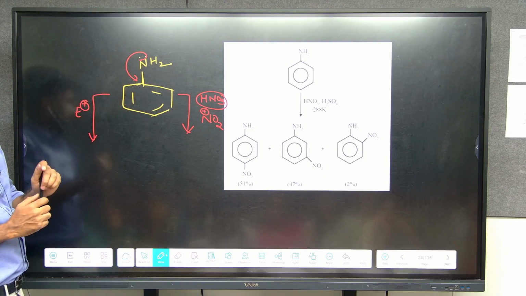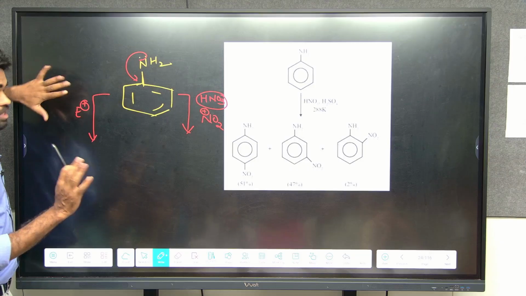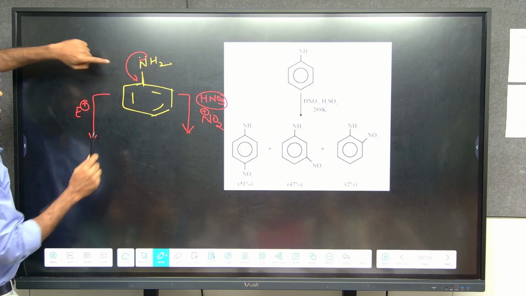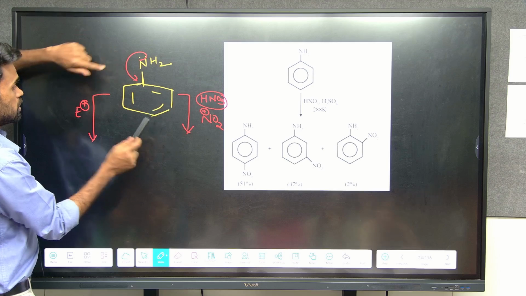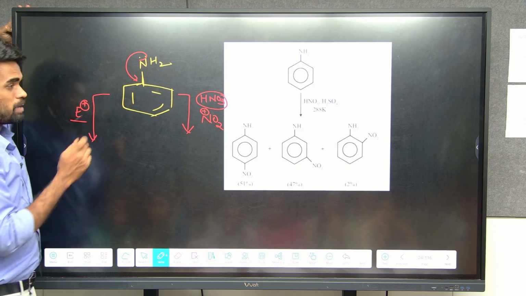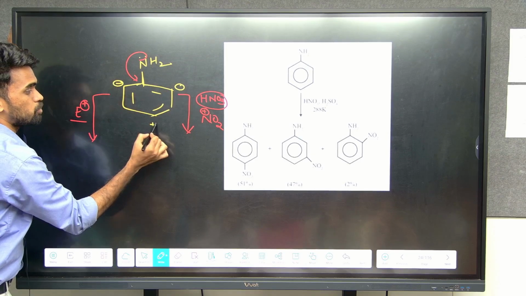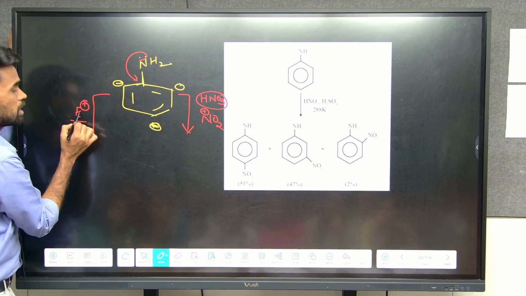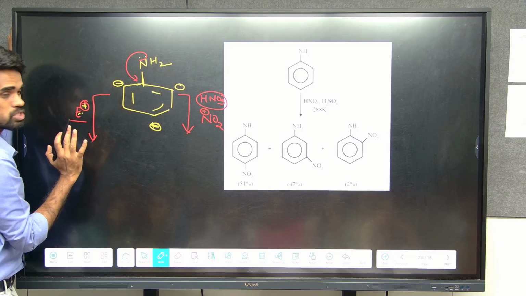Activating or deactivating? Forget about that. You just tell me what is the concept you know based on that. Activating the ring means electron density will be more at ortho and para position. Therefore, electrophile directs to which position? Ortho or para. Why? Because their negative charges are at ortho and para position. Therefore, electrophile also goes to this like positive, negative, no? So those positions only we will observe.